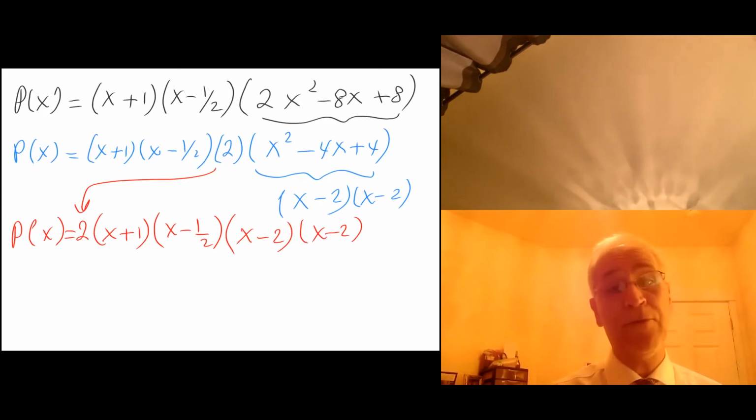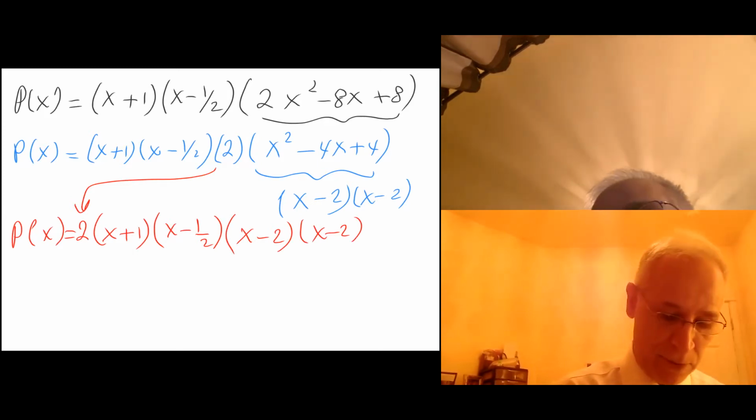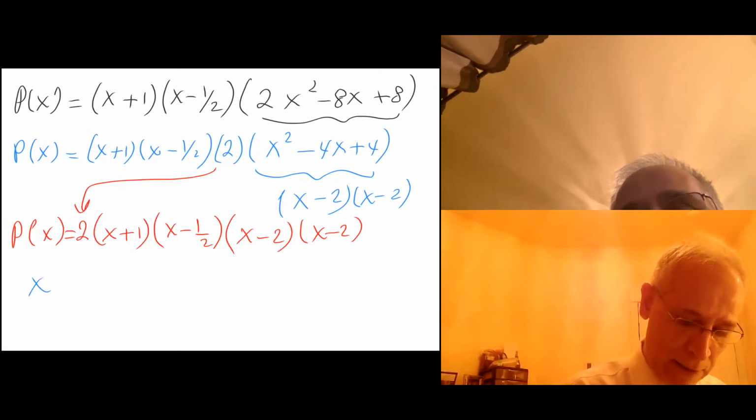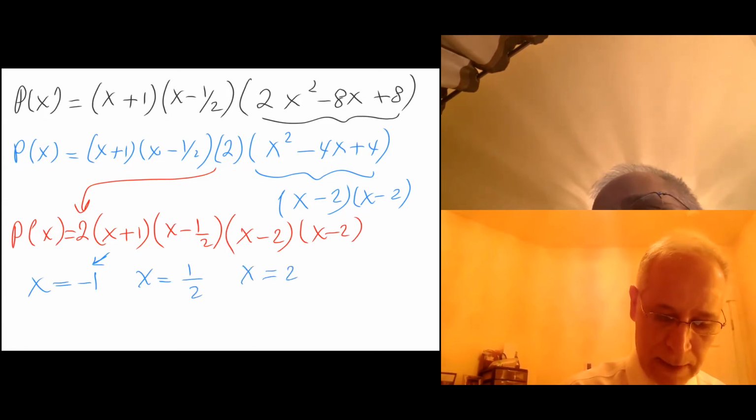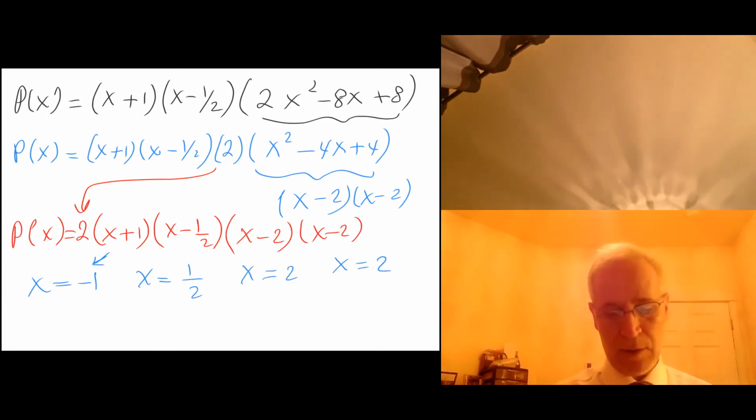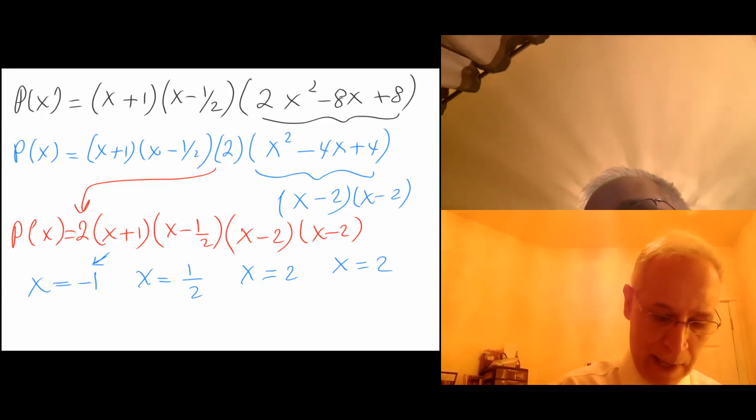And what are the 4 zeros that we were supposed to find out? X equals negative 1 from here. X equals positive 1/2. X equals 2, and x equals 2. So if I were to enter them in, say, WebAssign or something, I would put, in order from smallest, negative 1, 1/2, 2, 2.